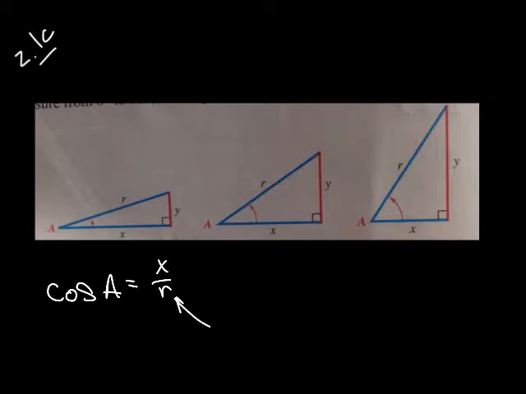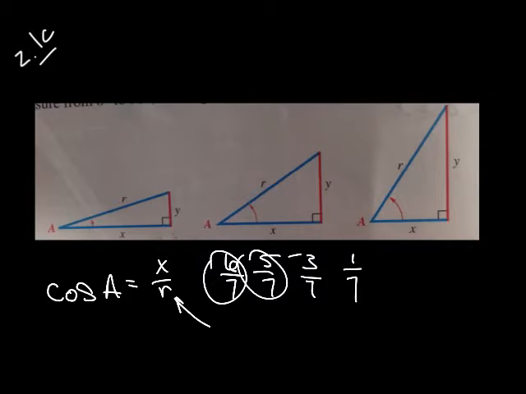Well, what happens to a fraction as x gets smaller? Let's say we start out with 6 over 7, and we go to 5 over 7, and then 3 over 7, and then 1 over 7. What happens to the value? It gets smaller. So as the angle gets larger, the cosine gets smaller and smaller. The value of the cosine decreases as the angle changes from 0 to 90 degrees.